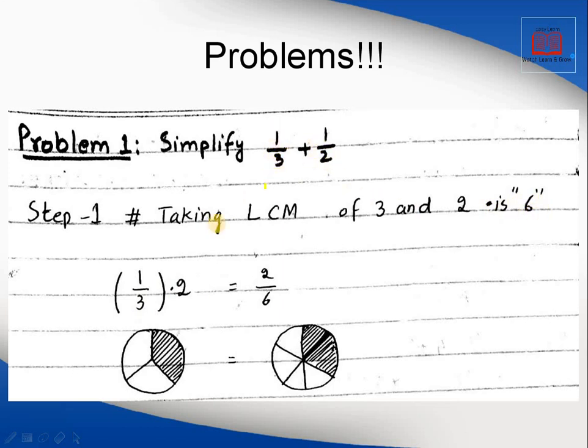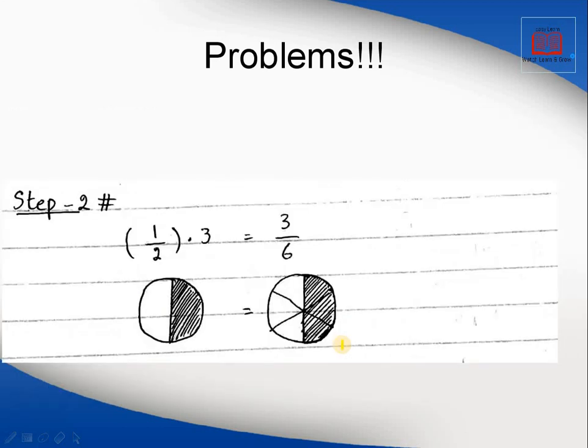First one is 1/3. If 1/3 is multiplied by 2, the 2 is multiplied to both terms, 1 and 3. The numerator becomes 2, and the denominator, when multiplied by 2, becomes 6. It is graphically represented here: 1/3 means one portion out of a total of 3 portions, and if the total portions are doubled, then the shaded portion also doubles, and it becomes 2.